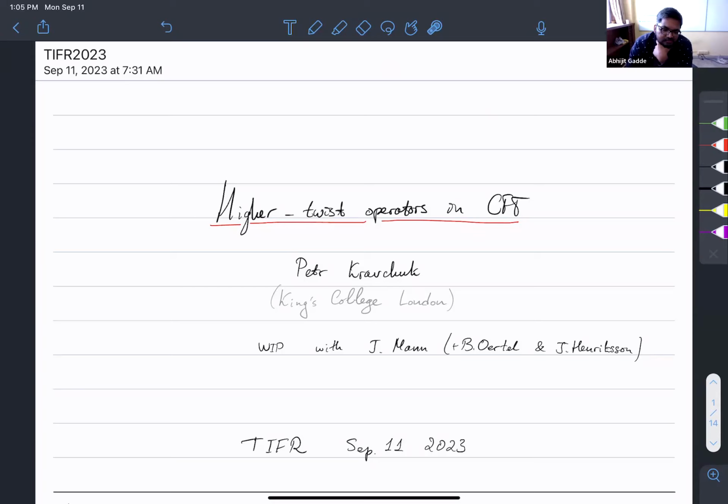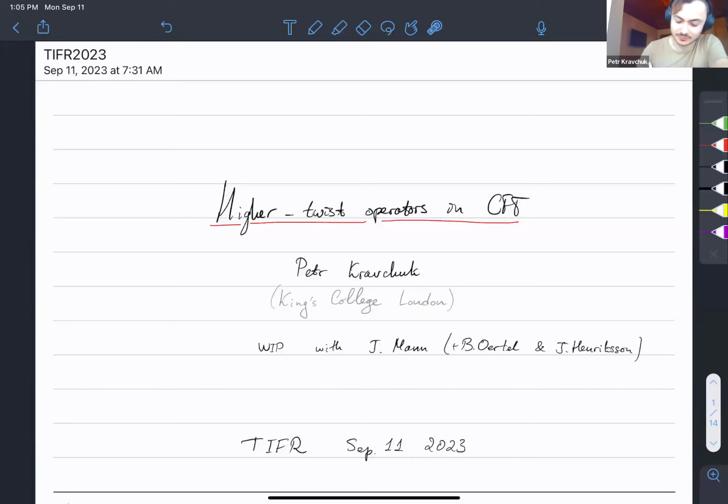Over to you, Petr. Thank you very much for the introduction and the invitation to give the talk. Today I'm going to be talking about this idea of higher twist operators in CFTs and then explain what I mean by this.